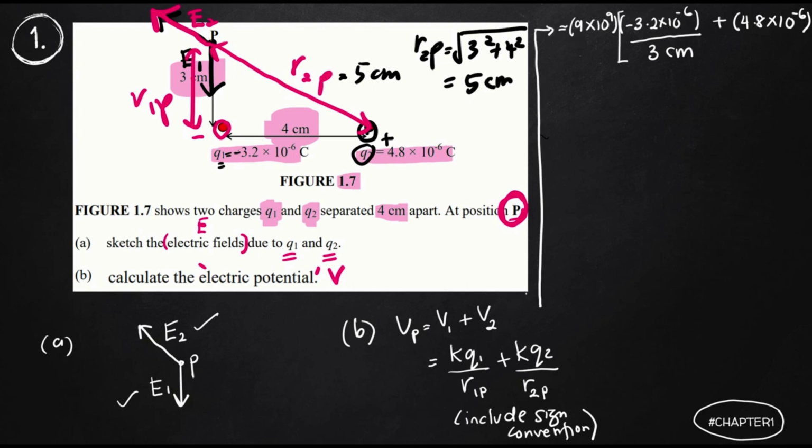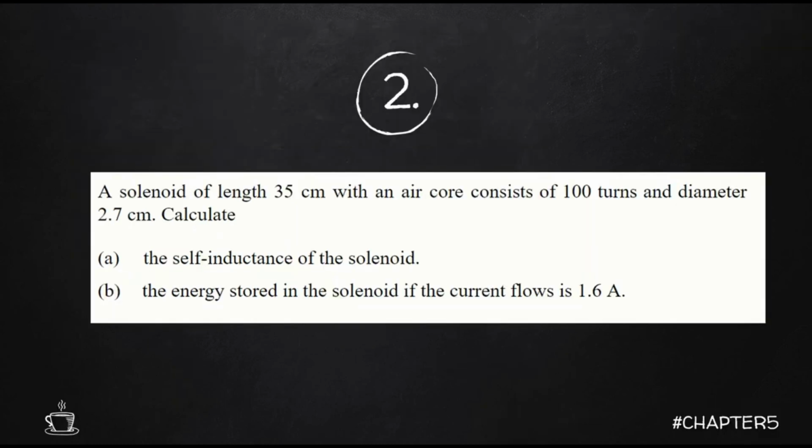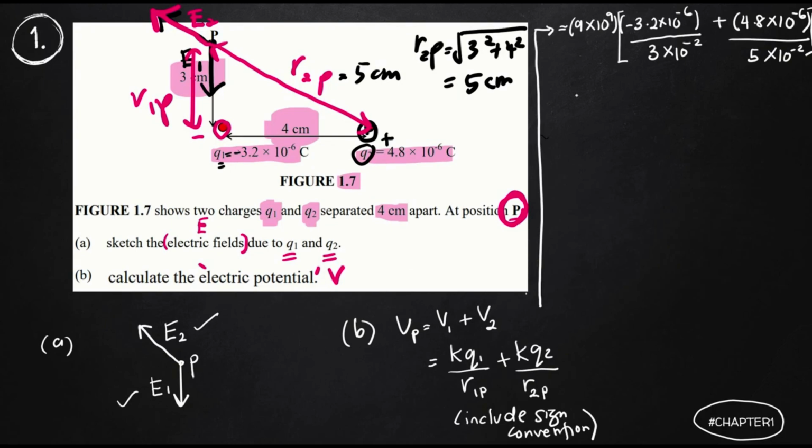Okay, so go back to the equation. Then this here is supposed to be 5. Remember we're supposed to use SI units, so 10 to negative 2 times 10 to negative 2. Then you'll get the answer as negative 9.6 times 10 to 3 volt.